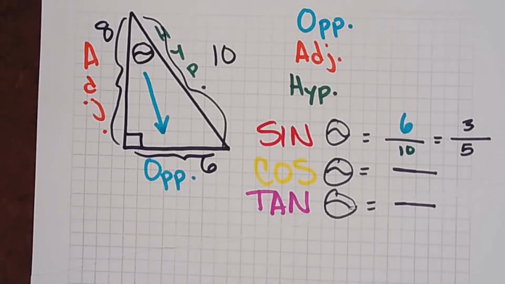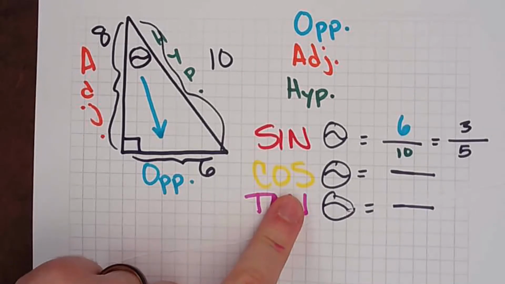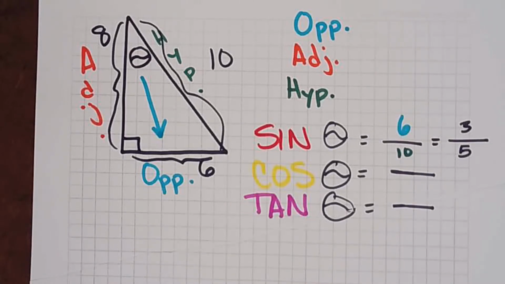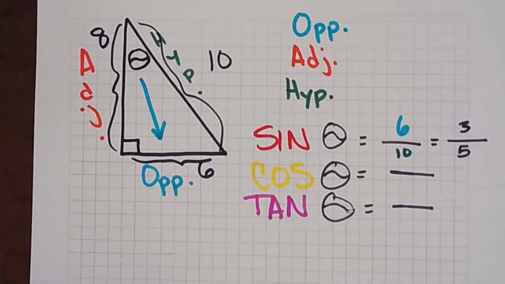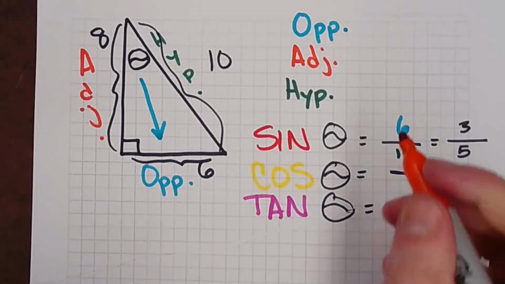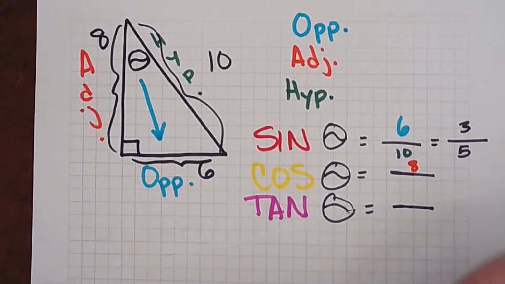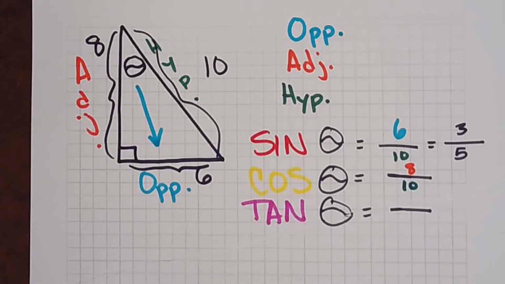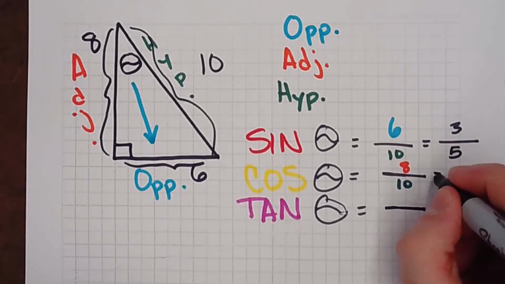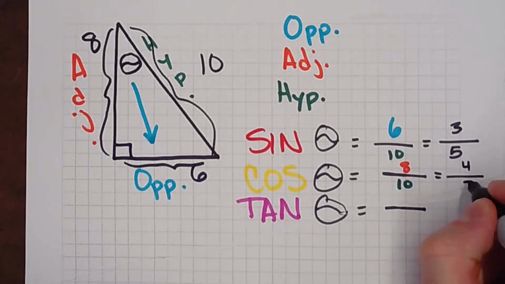All right. Grace. Cosine relates the what to the what? Yep. The adjacent to the hypotenuse. So our adjacent is 8, and our hypotenuse is what? 10. Notice that sine and cosine have something in common, right? The bottom is the same for both of them. That's why this is called the cosine. So, if I were to reduce that, I get 4 over 5.